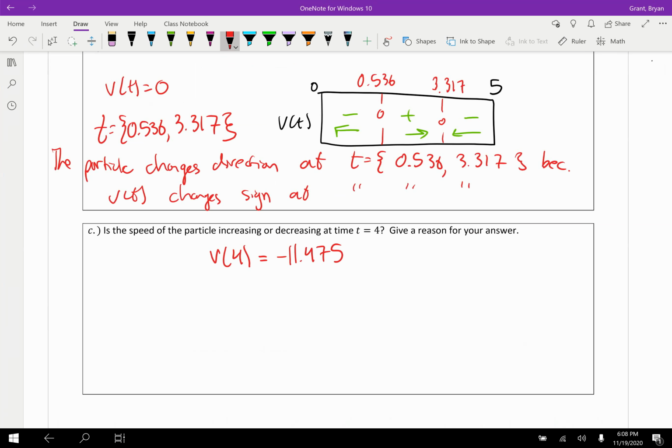All right, so what does this tell us? Well, it tells us that at a time of 4, the particle is moving to the left at a velocity of 11.475. But there's one other thing we need to know, and that is, yeah, we're moving left, but which way are we accelerating? Because if we're moving left but accelerating to the right, then we're slowing down. But if we're moving left and accelerating to the left, then you are speeding up. And so we need to find v prime of 4, which is a of 4.